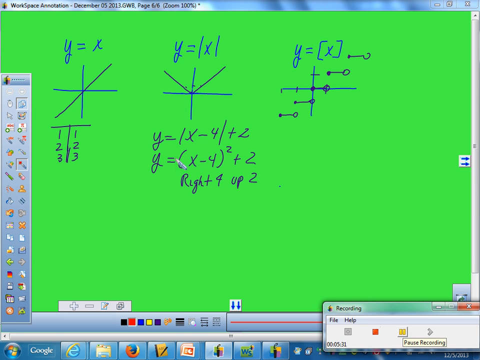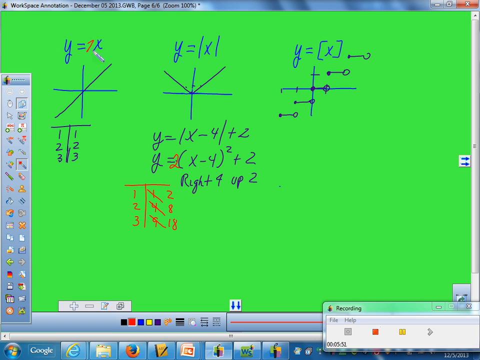If I threw a 2 in front of a parabola, we know the graphs of parabolas are 1, 4, 9. What did the 2 do to it? What did you do when you had a 2 in front? You doubled all your y's. You went 2, 8, 18. That's the same thing happening here.